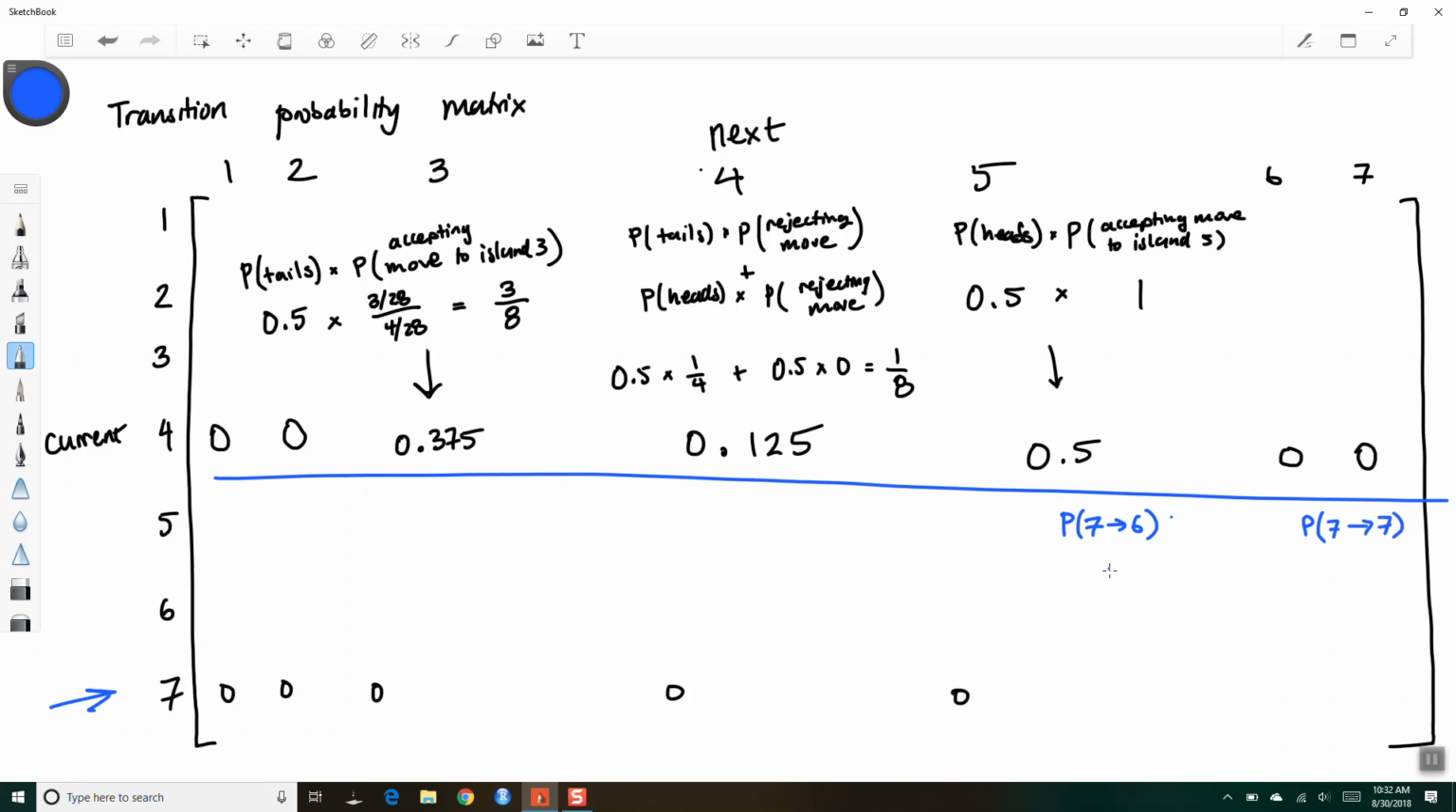Okay, so what is the probability we transition from island 7 to island 6? What has to happen there? This is going to be the probability of tails multiplied by the probability of accepting the move, right? So what's the probability of tails? 0.5. And what's the probability of accepting the move?